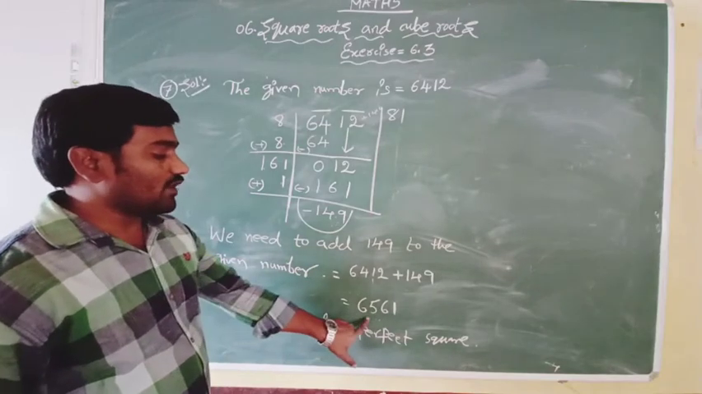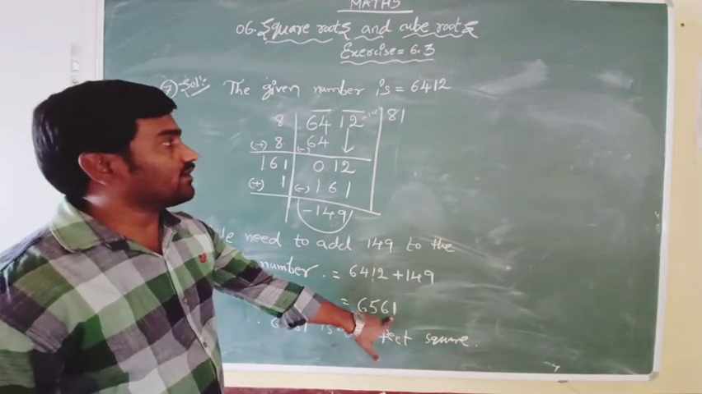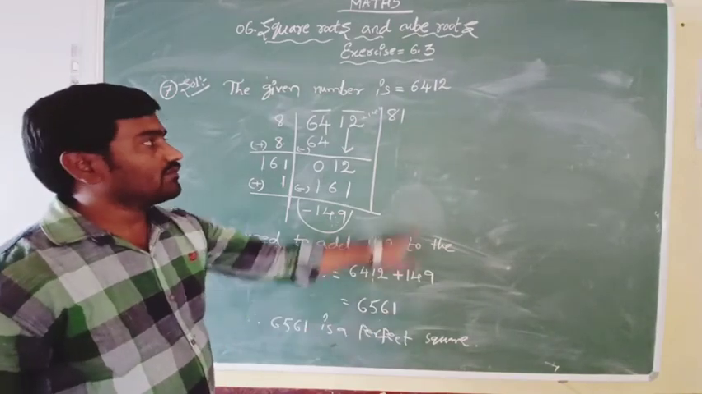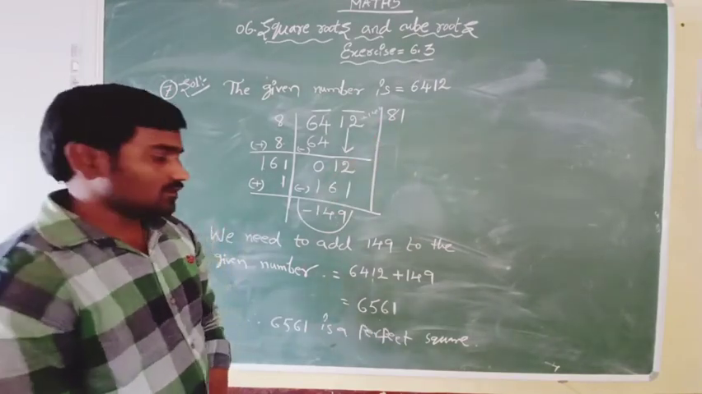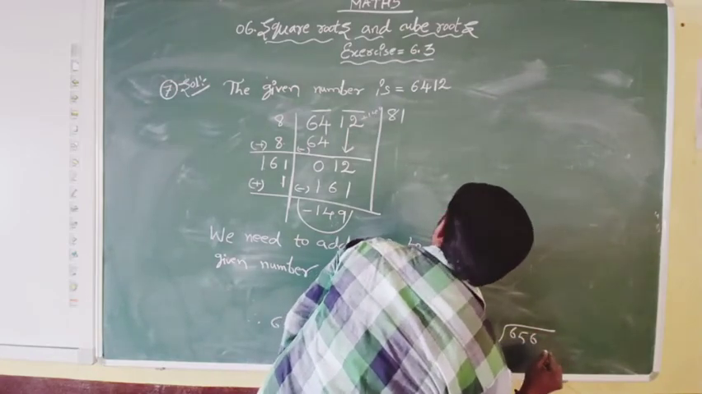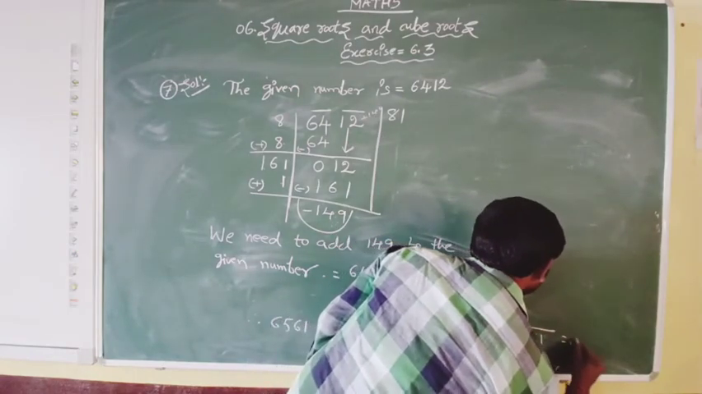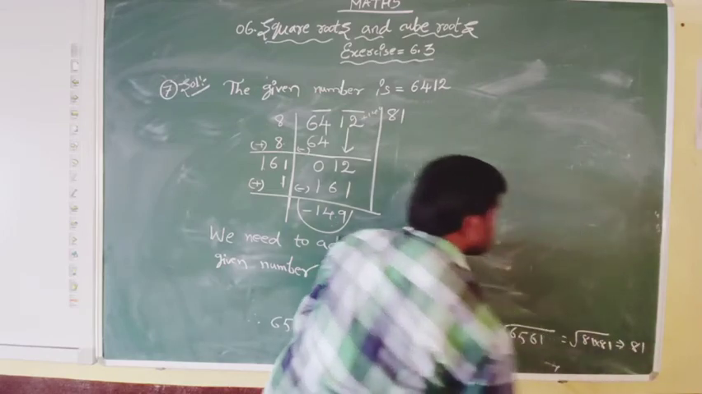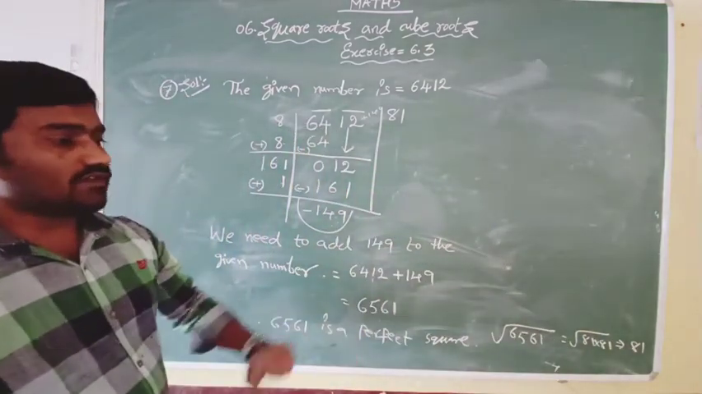If you find the square root of 6561, we'll get 81 into 81. So under root of this, we'll get 81 into 81 only. So you find that 6561 is equal to 81 into 81, that is 81. So in this way we can do it.